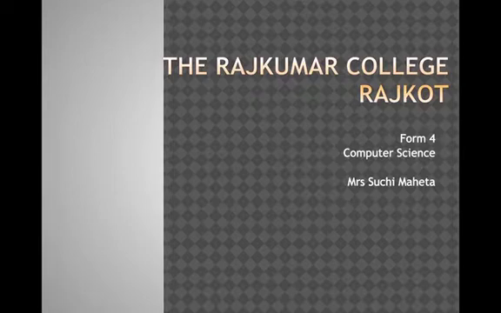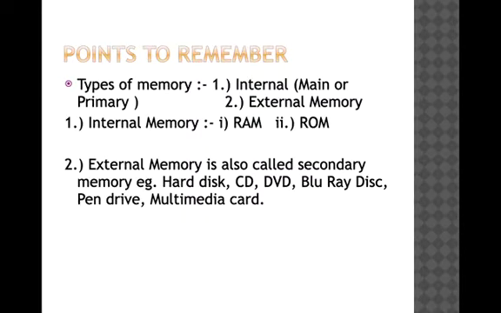So let us start with the memories. Children, there are two types of memory: internal memory and external memory. These are some important things that you have to remember for your lesson 2. Very important. If you remember these main points, half of your lesson you have learned.